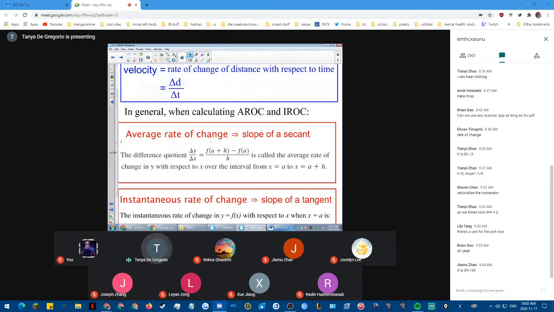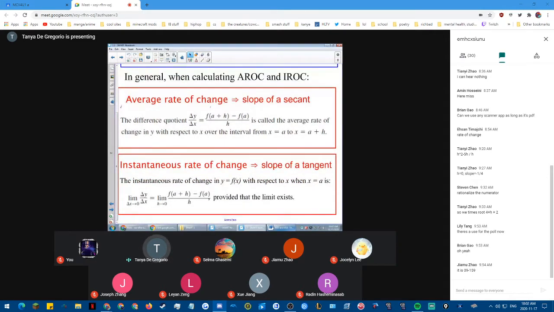In general, when calculating average rate of change, AROC, and instantaneous rate of change, so average versus instantaneous. Before we even get into this, how is this going to relate to what I just taught you in 1.2? Think of what those words mean. Yes, average is a secant. You're finding the average rate of change between 2 points. Instantaneous is a tangent. It's at 1 point.